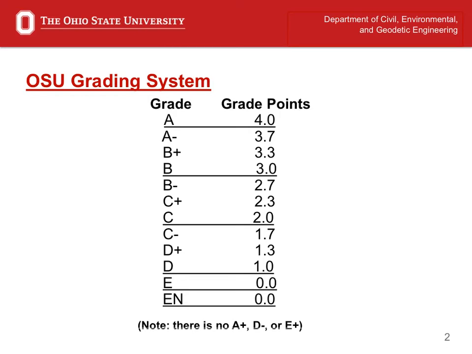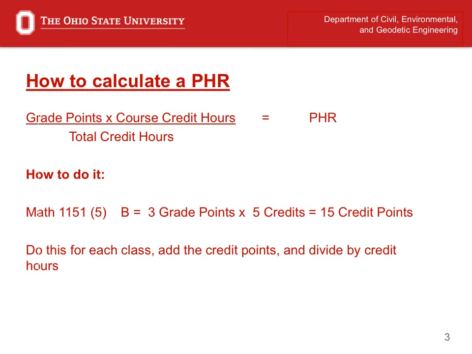So, for any course in which you'd get an A, you would get grade points of a 4.0. And so forth down the list. Please note though, there are no A+, D-, or E+ in this system. You don't get any grade points for any grade of an E or an EN. Those would only count as credit hours, thus hurting your GPA because you do not get any grade points associated with one of those grades.